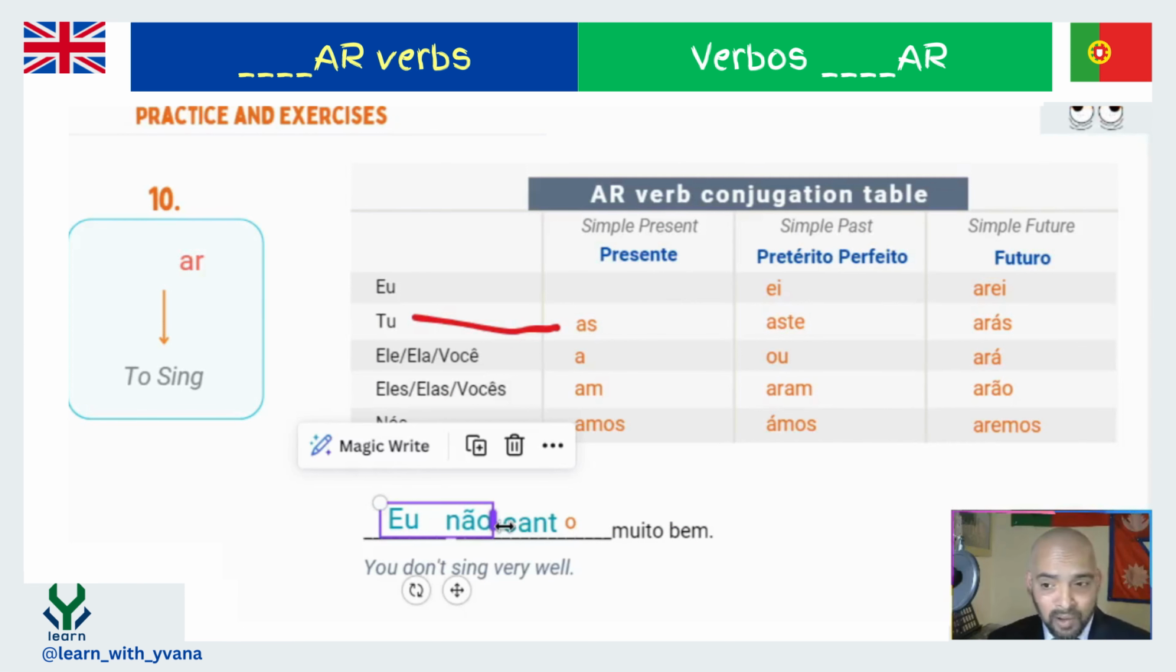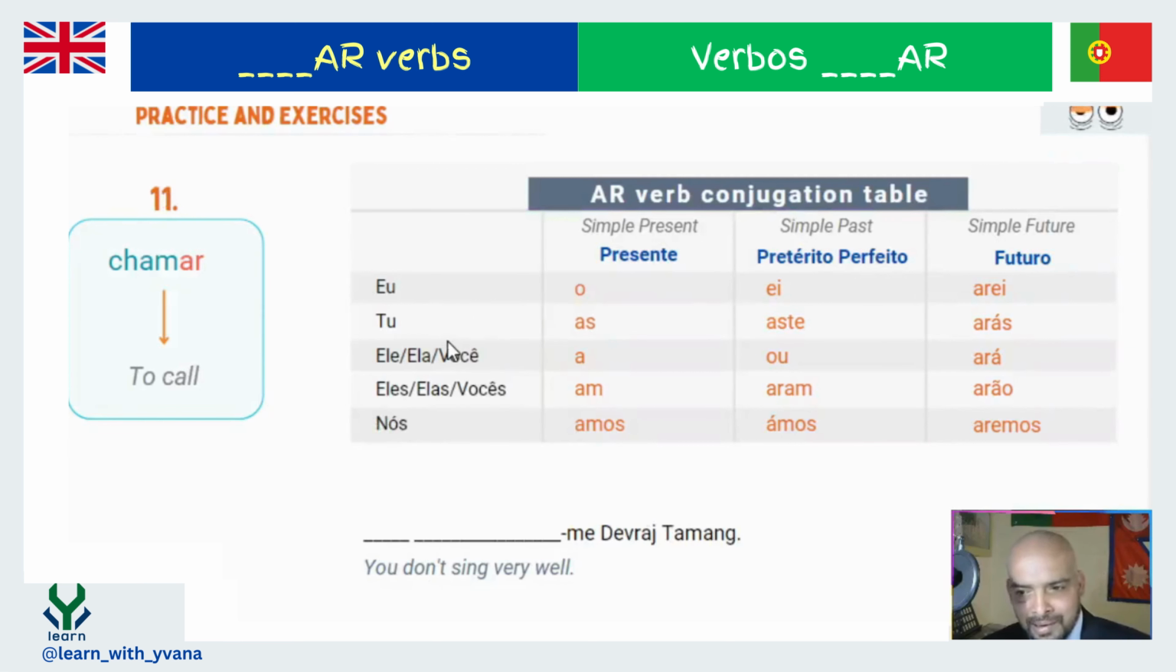Any confusion, someone? Please ask me. Tu cantas muito bem. Yeah, that's great. Nós cantamos muito bem. That's great. Make sentences. Just see the table there and make sentences. And let's see another one, the last example here. I have more, but we will see some more examples in the next live.